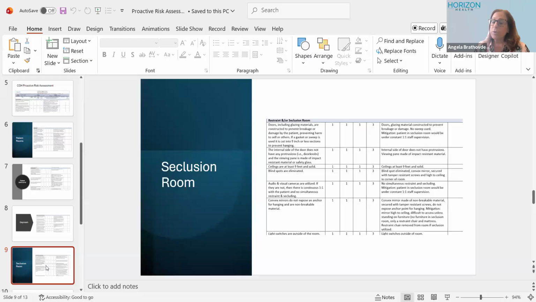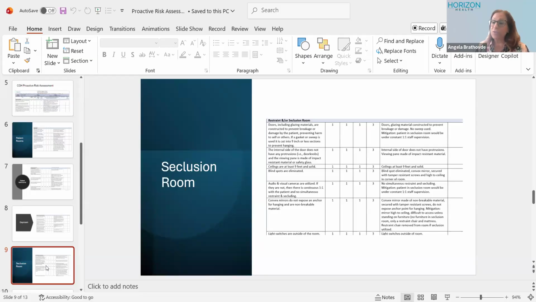There is a convex mirror in that seclusion room. There was a blind spot in there. So Serena had a mirror put in there, and that convex mirror is made of non-breakable material. It's secured with tamper-proof screws. And again, those ceilings are high, so it's difficult to reach the ceiling without standing on something. And you do use a seclusion chair, not a bed. So that helps with mitigation because that patient can't be high.